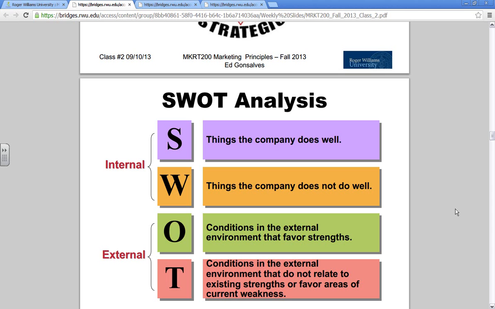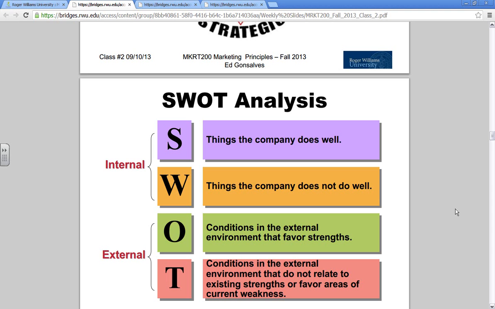Those are internal, you look inside, right? Do we have the lowest cost manufacturing facility? Do we have really great designers? Do we have patents that can protect our technology from being ripped off or copied? Those kinds of things. Do we not have the right kind of labor structure, and we need to outsource it or go to other lower cost manufacturing facilities?